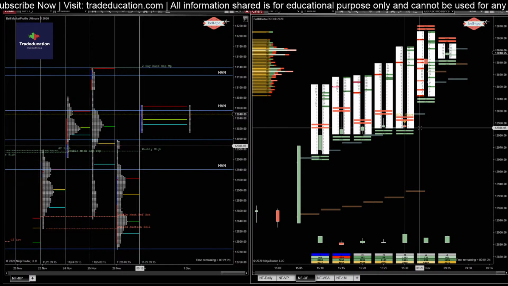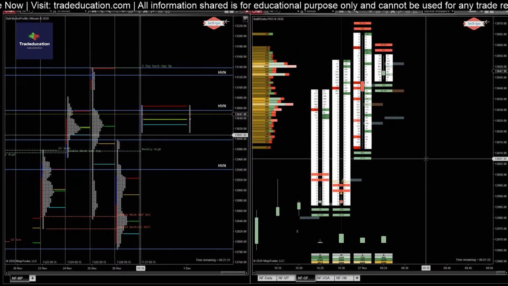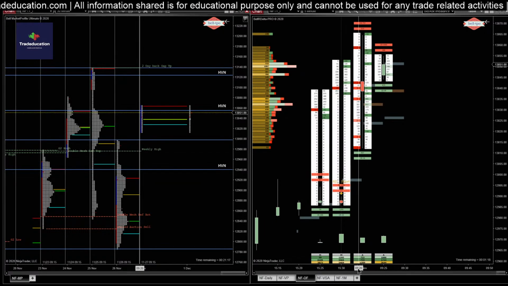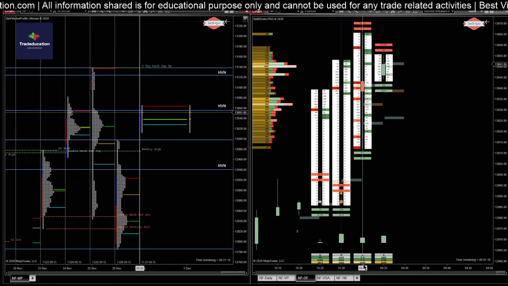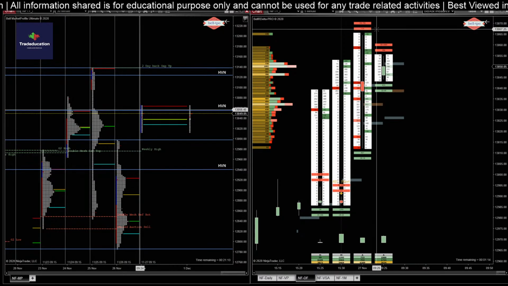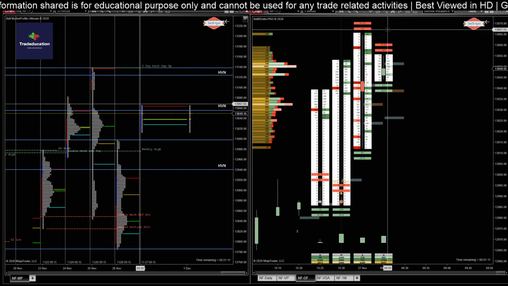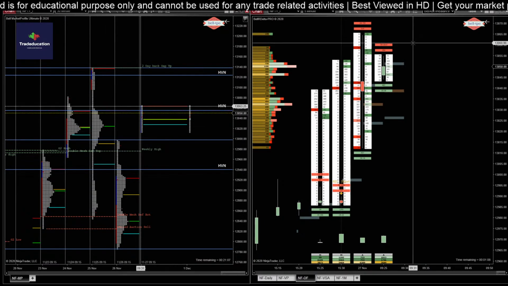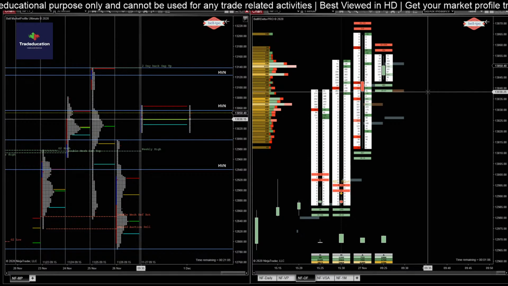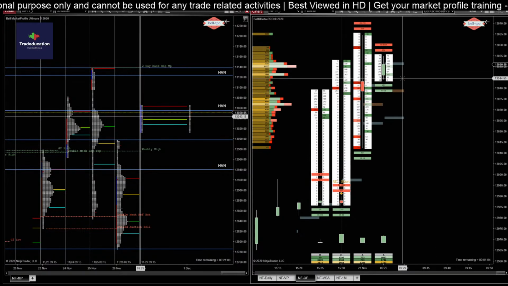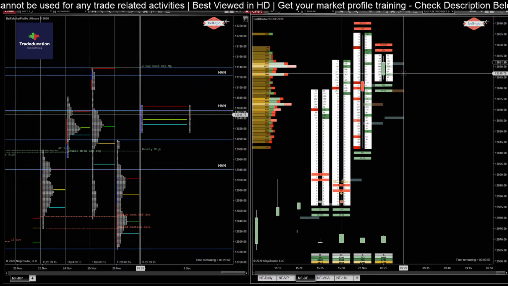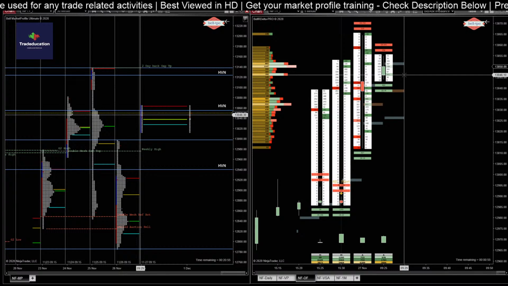Coming back, in the first 5 minutes we had 6,200 contracts traded. Delta is positive. The high is not yet tagged, the low is, and there is also unfinished auction around both the high and lows. The auction closed above VWAP, and right now it's just a dull, boring auction developing.